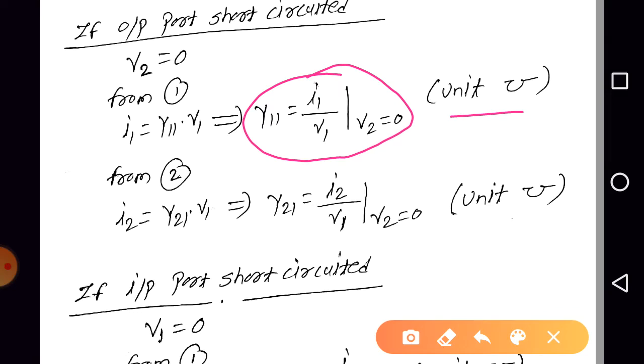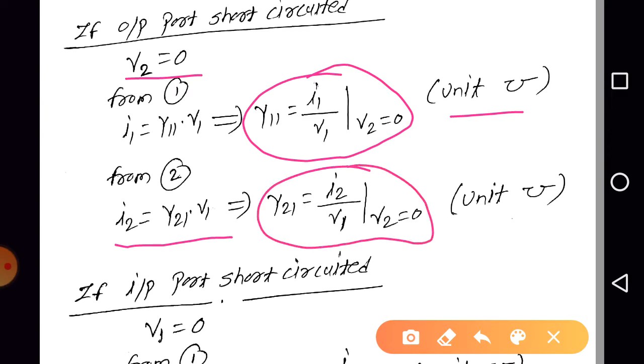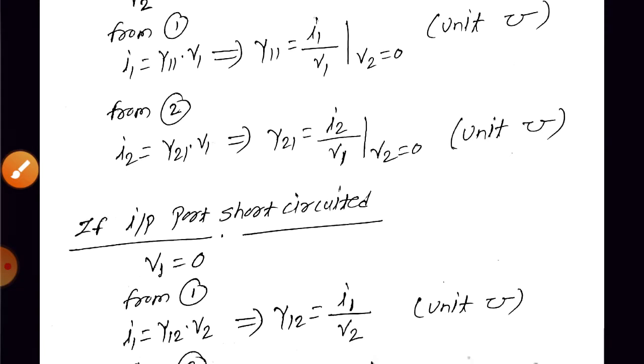Similarly, when V2 is equal to 0, from equation 2 we can write I2 is equal to Y21 into V1. So Y21 is I2 by V1, provided that V2 is equal to 0. Y21 is also a ratio of current to voltage. I2 is the output port current and V1 is the input port voltage, so it is again an admittance, and the unit is mho.